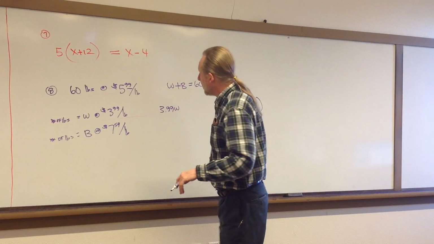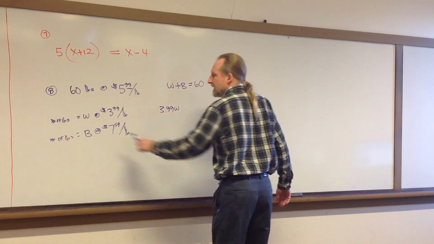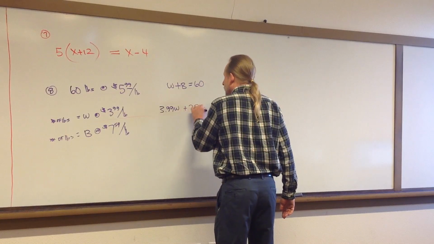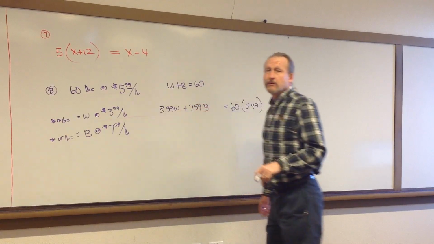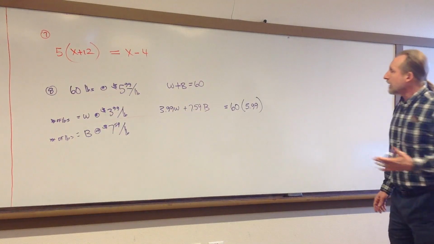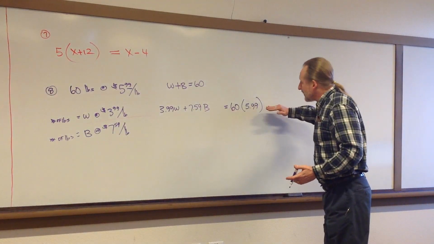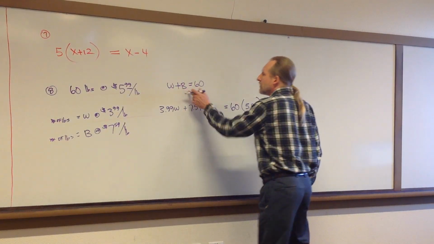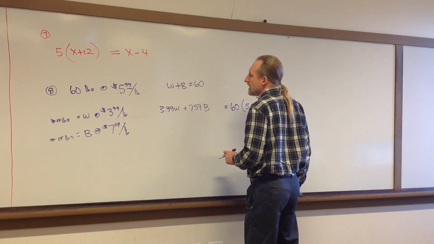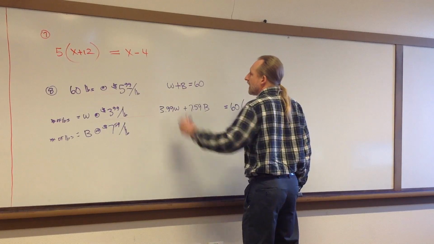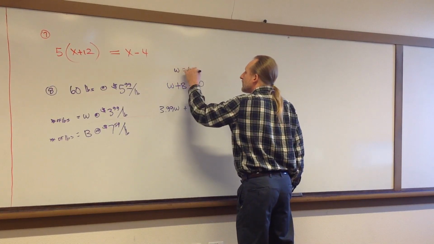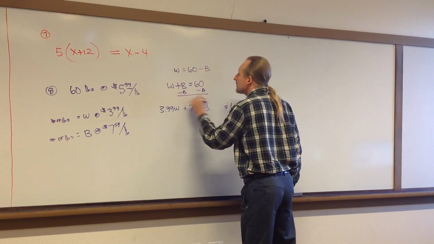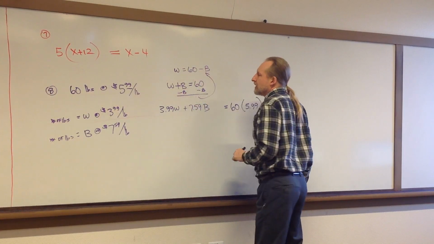3.99 times W pounds. And here, B pounds of Brazil nuts at $7.59 a pound. So 7.59 times B pounds of Brazil nuts. Okay. Now, this is the equation that we really want to solve, but it's got 2 variables in it. So what do we do? We take this equation right here, and we say that W is equal to 60 minus B, right? Subtract B on both sides, and that'll give you this equation up here.